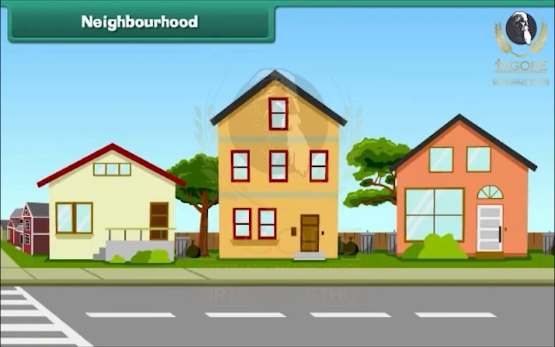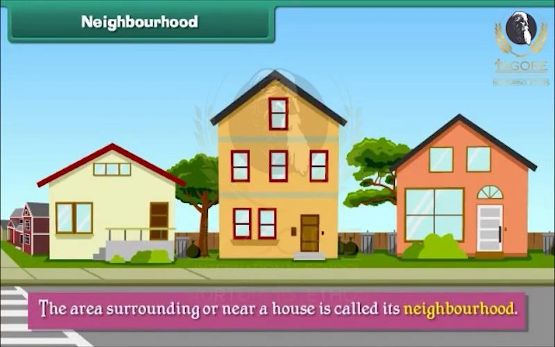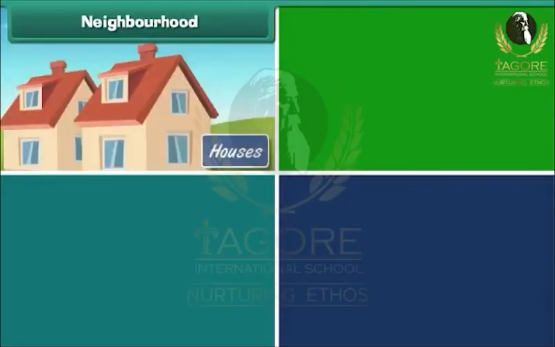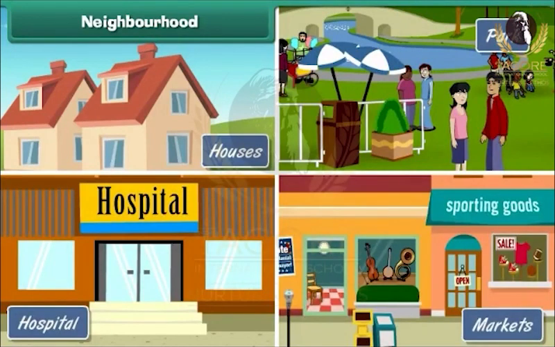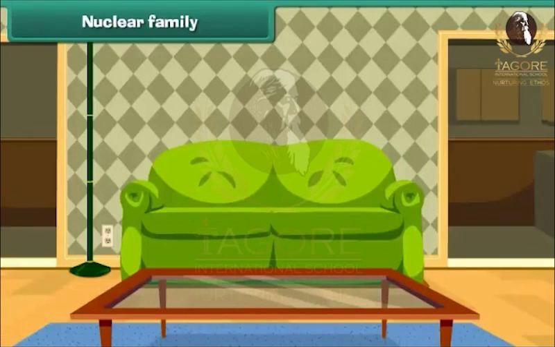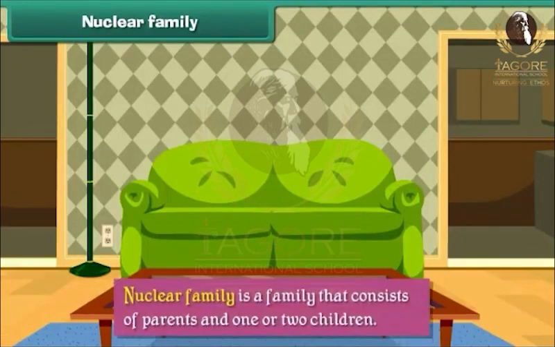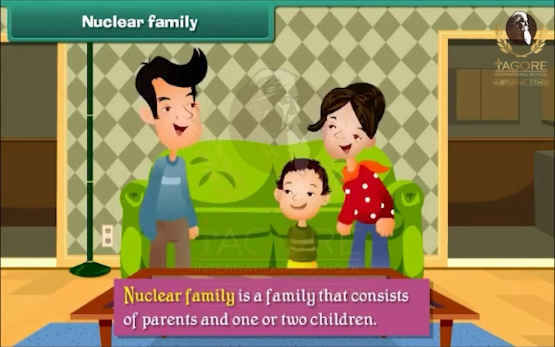Neighborhood. The area surrounding or near a house is called its neighborhood. Nearby houses, parks, hospitals, markets are all part of a neighborhood. Nuclear family. Nuclear family is a family that consists of parents and one or two children. This type of family is also called the small family.